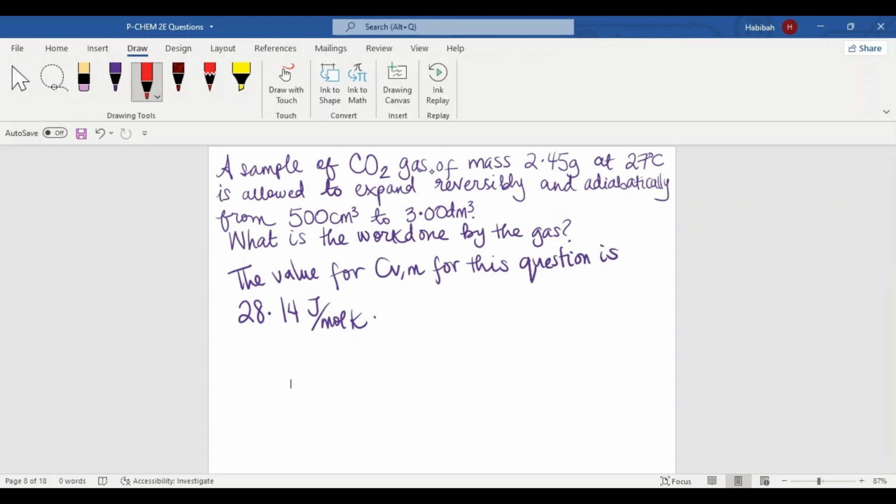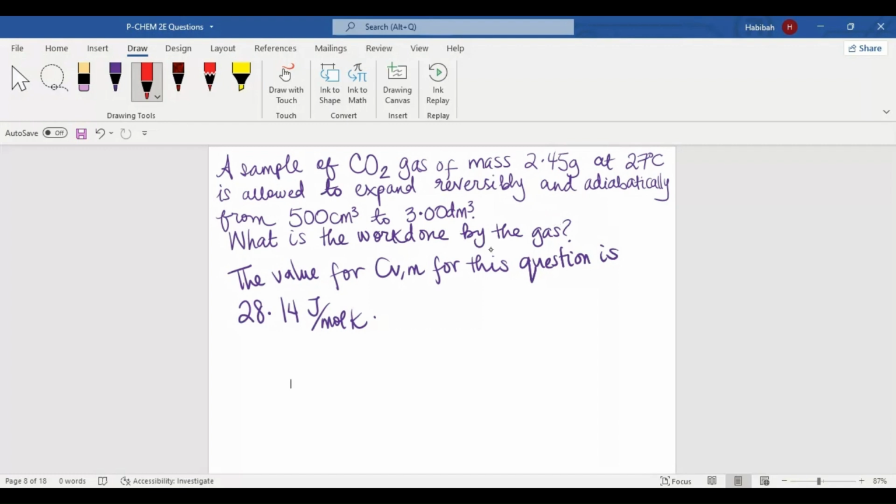Salam and welcome, everyone. So today we're going to be working on the question on the screen that says a sample of CO2 gas of mass 2.45 gram at 27 degrees Celsius is allowed to expand irreversibly and adiabatically from 500 centimeter cube to 3.00 dm cube.